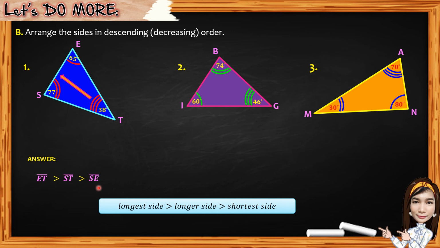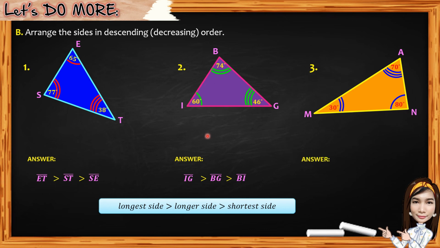Now for number 2, in triangle BIG, the longest side is line segment IG, which is opposite the largest angle, angle B, 74 degrees. Greater than the longer side is line segment BG, which is opposite the larger angle, angle I, 60 degrees. Greater than the shortest side is line segment BI, which is opposite the smallest angle, angle G, 46 degrees. So we can say that line segment IG is greater than line segment BG, greater than line segment BI.